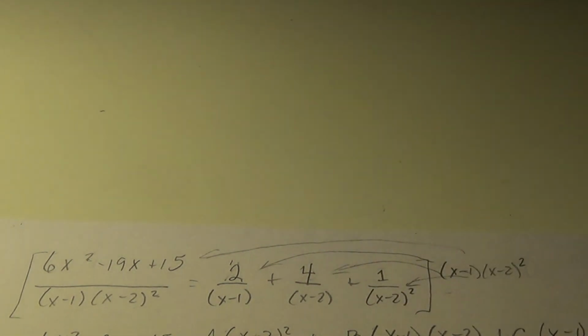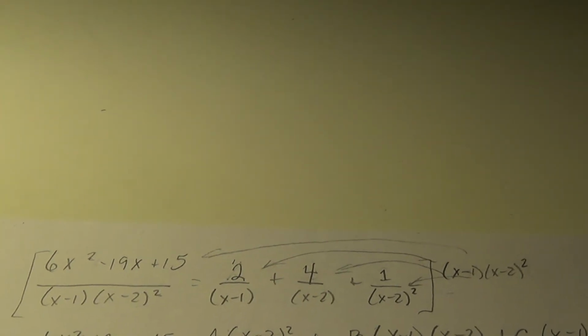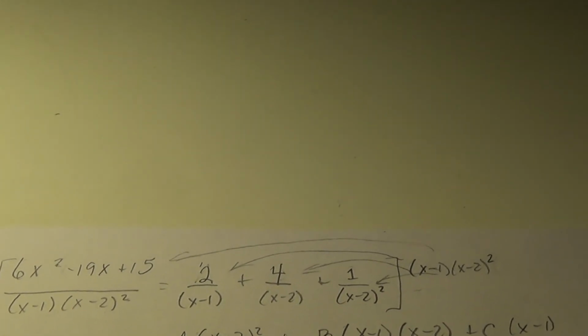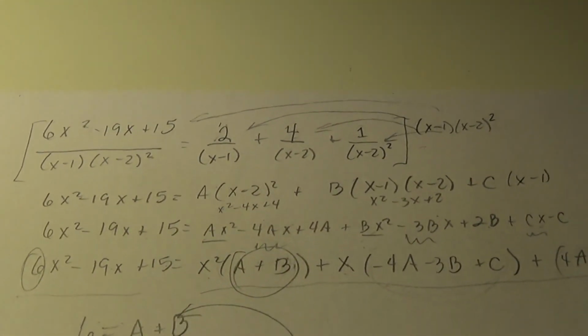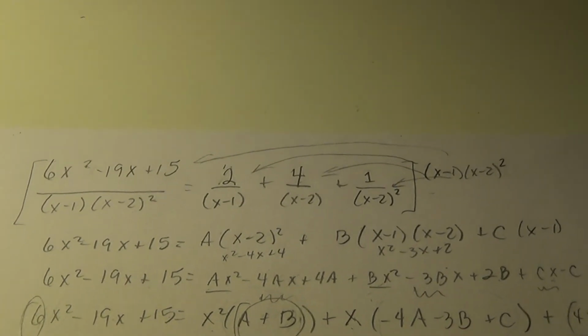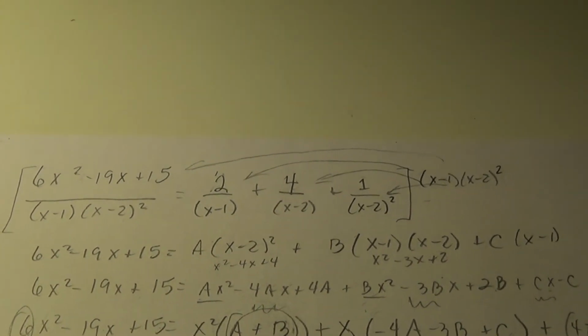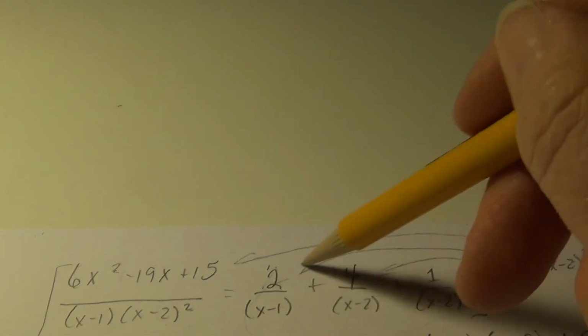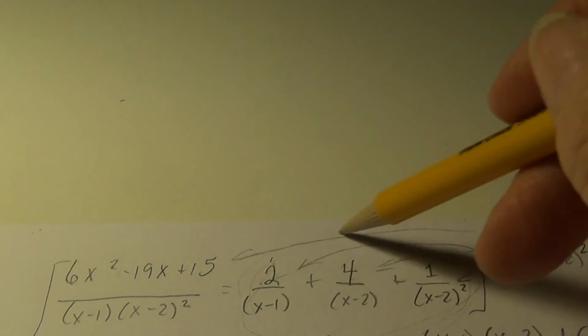So that's another method for using, you could use that method on any of the ones we've done so far, or you could use the method let x equal 2, let x equal 1, and solve it that way. The final answer is right here. This is the partial fraction rendition of this.